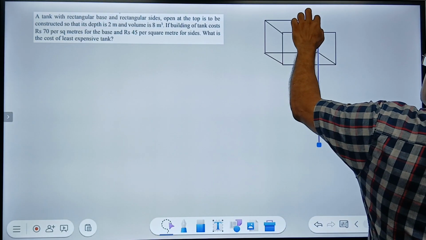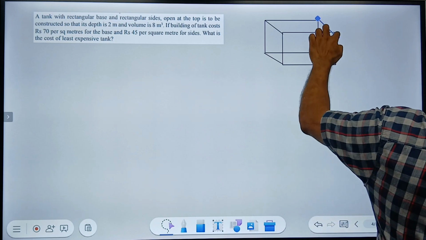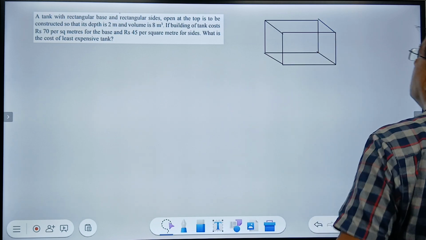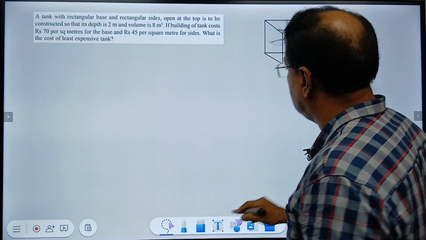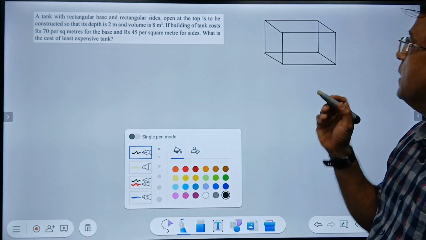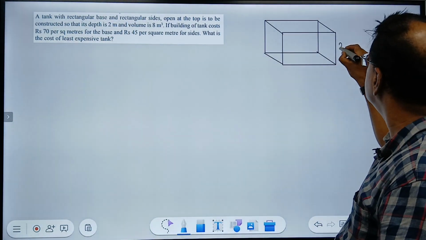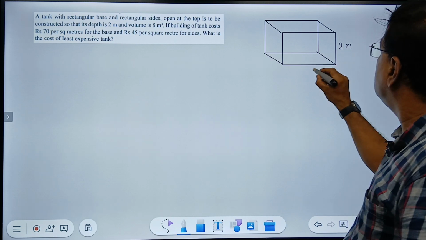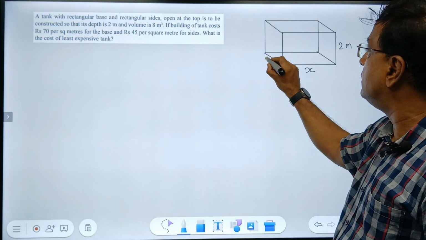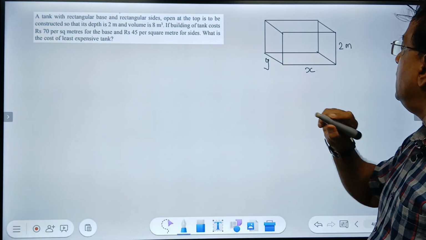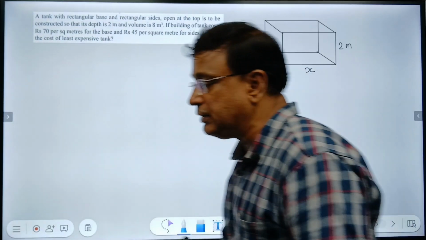So these are the rectangular box. Okay. So what is given to you? You have said the height is 2 meters. And the base I don't know, so I call it X. The side is also not known, so it is Y. And the total volume is given to you, right?